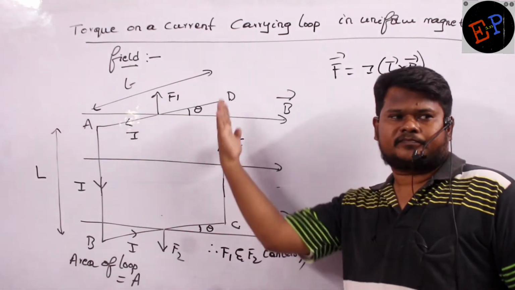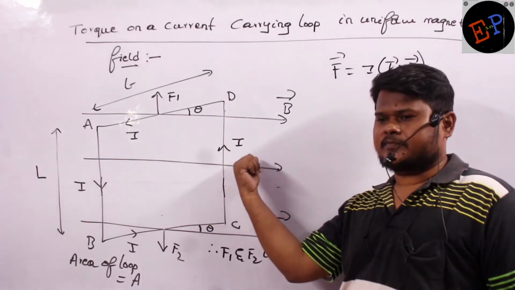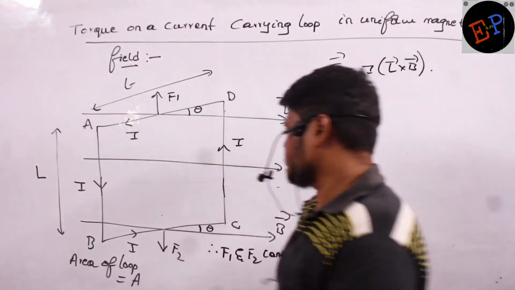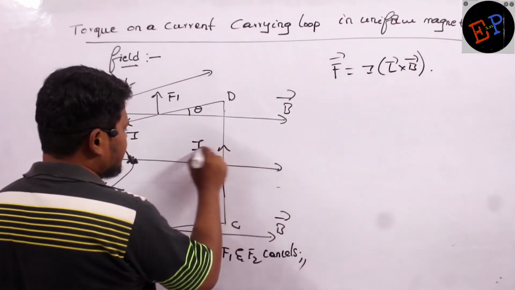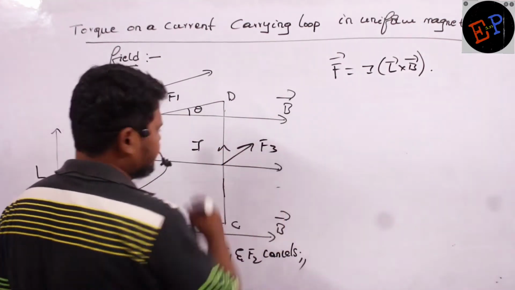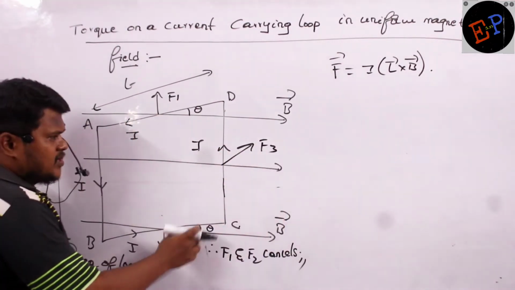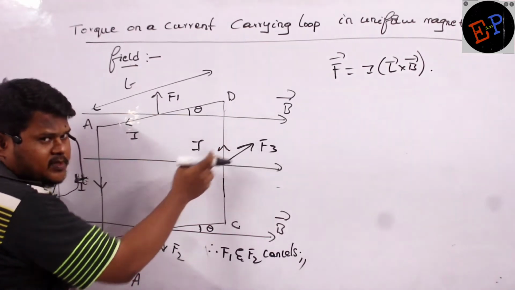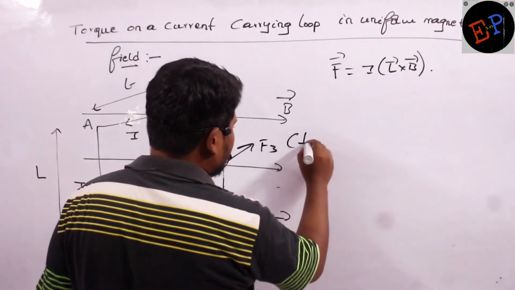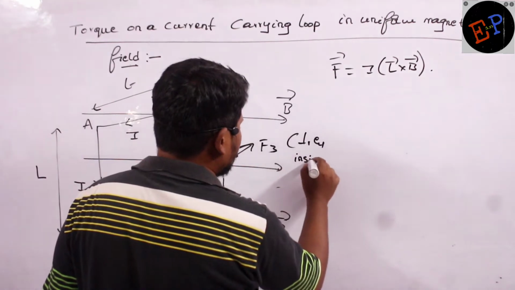L dash: direction of current. B dash: which direction is the thumb? The thumb is perpendicular and inside the board, so this is the direction of F3. I cannot draw inside the board, so I am drawing it like this. It is perpendicular and inside the board.